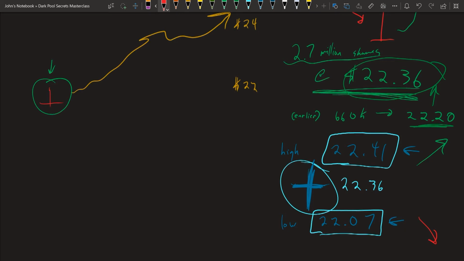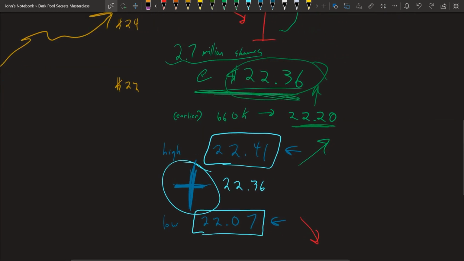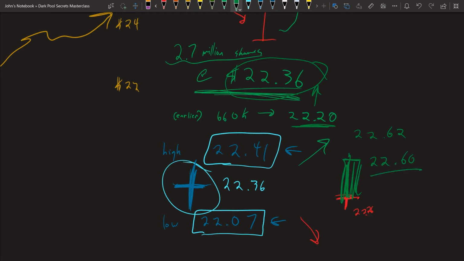And the next day, they opened at 22.30 and went down to make a low of 22.26. But from 22.26, they came back up, and over the course of the day they climbed to make a high at 22.62, and they closed the day green at 22.60. Because they closed at 22.60, they closed above the prior price target, and that is where you get in and buy.